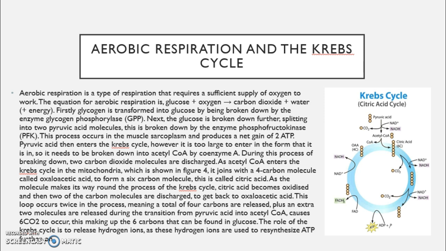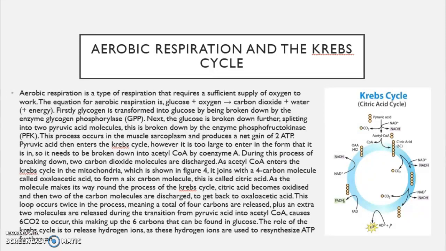Firstly, glycogen is transformed into glucose by being broken down by the enzyme glycogen phosphorylase, or GPP. Next, the glucose is broken down further, splitting into two pyruvic acid molecules, and this is broken down by the enzyme phosphofructokinase, or PFK. It's much easier to call it PFK. The process occurs in the muscle's cytoplasm and produces a net gain of 2 ATP.